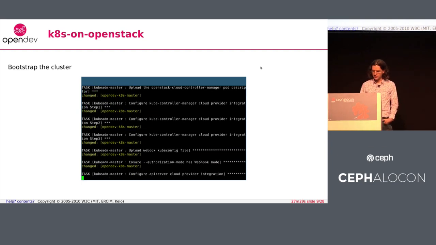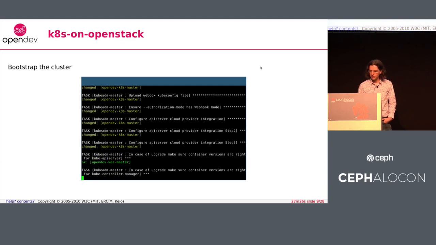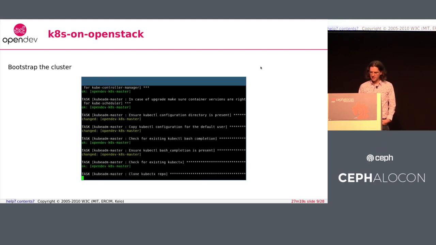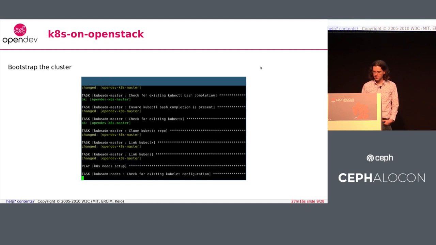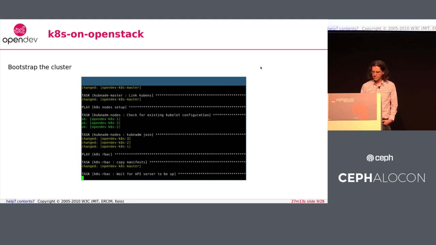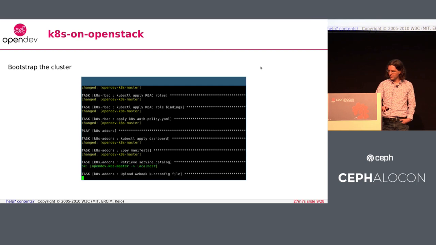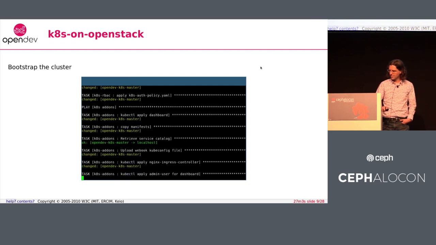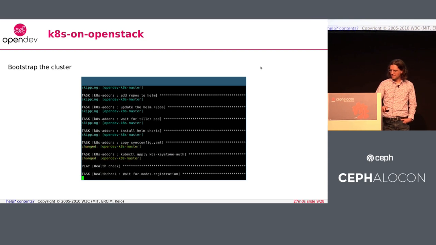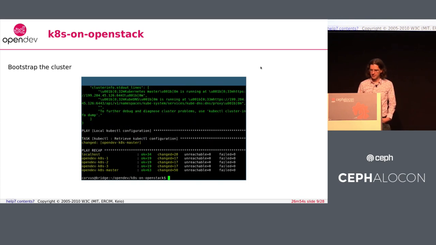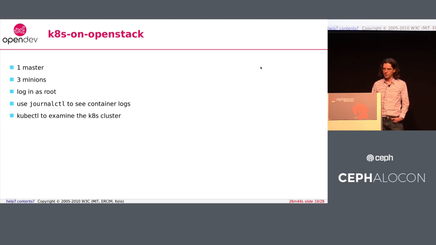So we're just about finished now. It's setting up the kubeconfig file, and setting up so that we can run kubectl. And it is done. So you can see at the end, we've got our master, our three minions, and they're all set up.